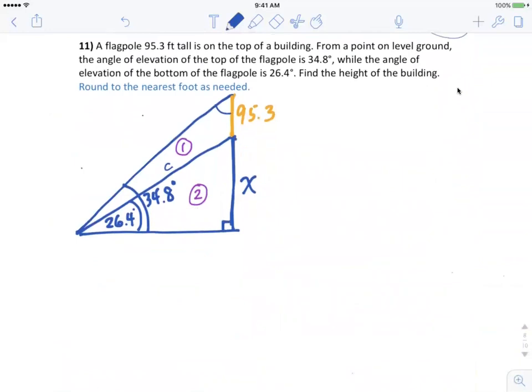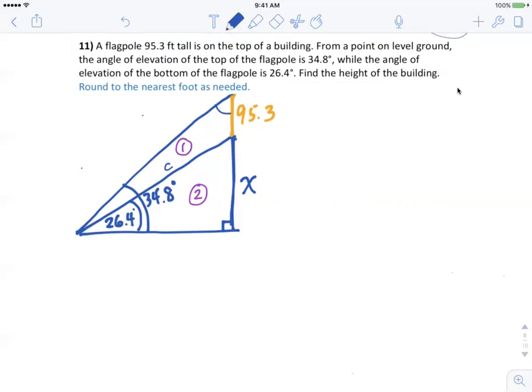This is one where we have a flagpole on top of a building. So that's an orange there. From a point on the ground, we're given 2 angles of elevation, to the top of the flagpole and to the bottom of the flagpole. So I've drawn in those angles, and let's find the height of the building, which I labeled X. And so there are 2 triangles in this picture. I labeled them 1 and 2 in purple. Those are the 2 triangles we're going to be solving.